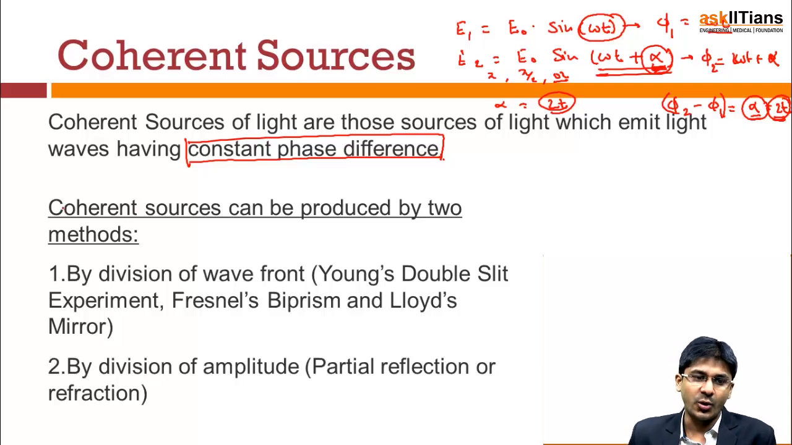Now here, how can we get the coherent sources? Coherent sources can be produced by two methods. The first is by the division of wavefront. The Young's double slit experiment, this is what we will be discussing in detail. Fresnel's biprism is there, Lloyd's mirror is there.